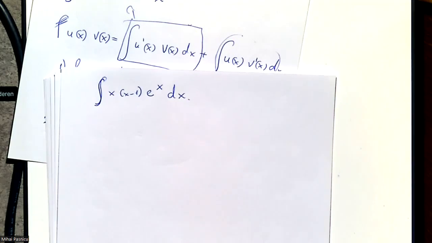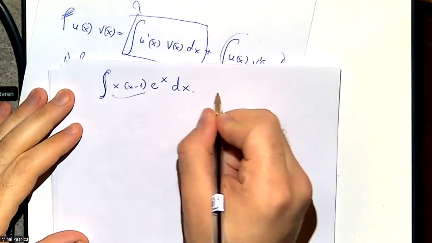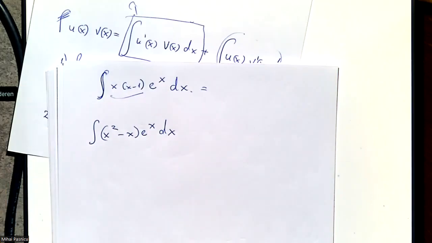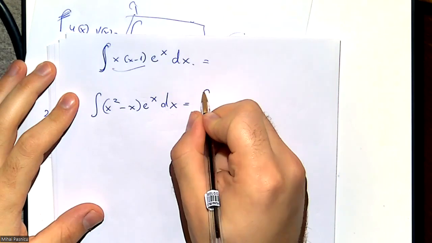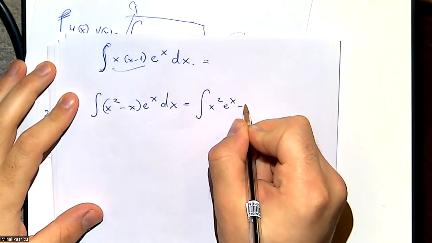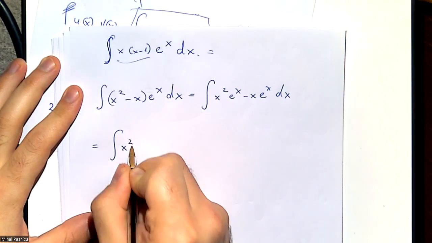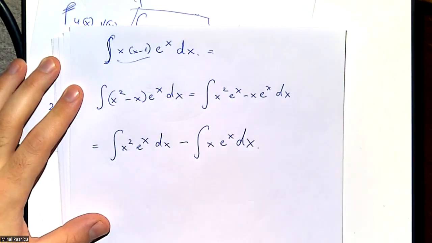Now, I would advise, just like with L'Hôpital, before diving in to solve this problem, take 1 second to look at the problem. Can you do anything to simplify your life before just slamming your head into it? In this case, you can. Why? I can just open these parentheses. I get integral x squared minus x e to the x dx, which is integral x squared e to the x dx minus integral x e to the x dx.